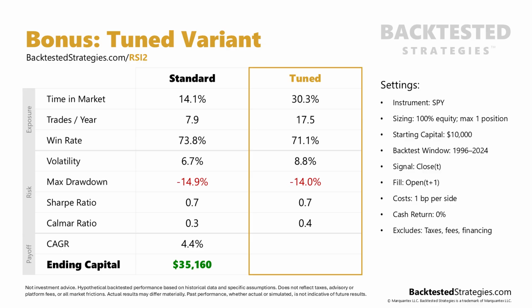Section 3, Payoff. For the standard version, the compound annual growth rate is 4.4% and ending capital is $35,160. For the tuned version, the growth rate is 5.8% and ending capital is $51,910. The takeaway isn't that there's a single perfect setting. These results are based on this specific SPY history and set of assumptions. The point is that small systematic parameter choices can materially shift the balance between return, risk, and trade frequency, even when the core logic stays the same.